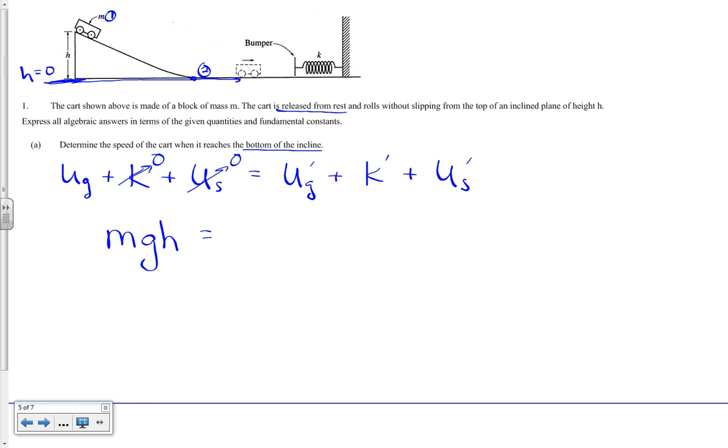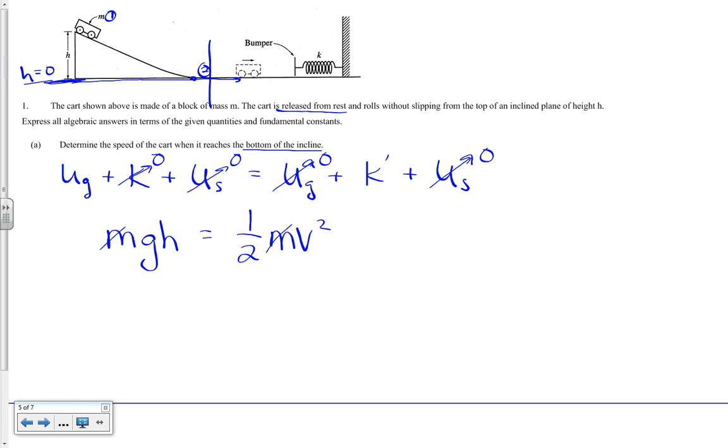Does it have gravitational potential at the bottom? Not if we call the height 0. That's 0. Does it have kinetic at the bottom? Yes. Does it have a spring potential at the bottom? Not yet. But remember, that's where we're finishing our problem. Yeah, there's a spring, but later on. So this is what we end up with as our equation. Out of all these potential energies, we ended up with just those two.